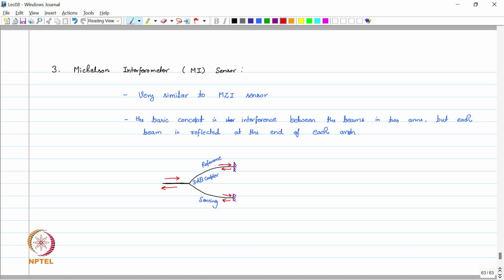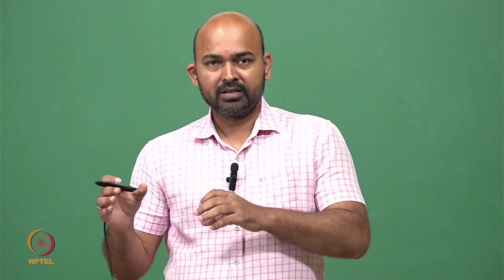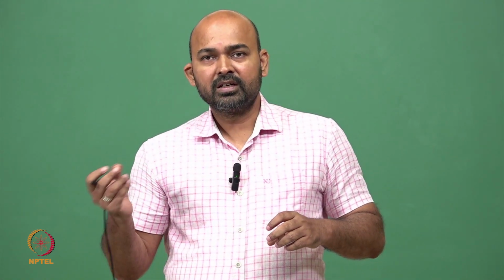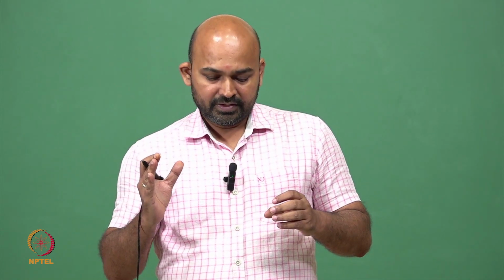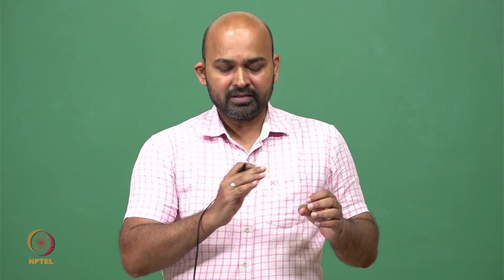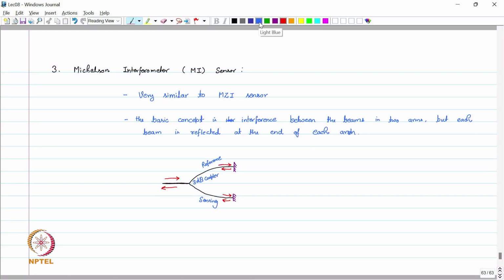So now we see we need not complete this whole assembly, and we need not use another 3 dB coupler at the output. We just reflect all the waves back. One is the reference arm, which we again keep isolated. So this is isolated, and this is the sensing arm, where we apply the measurand.